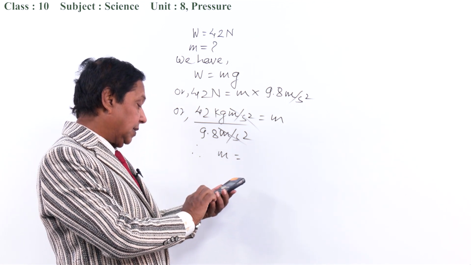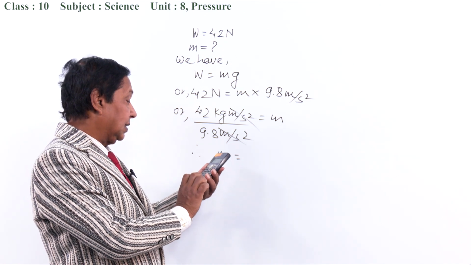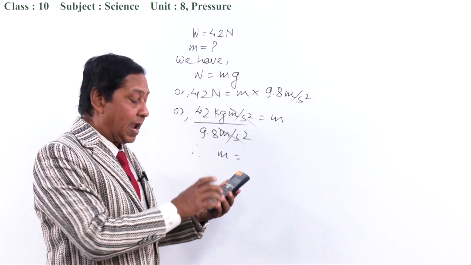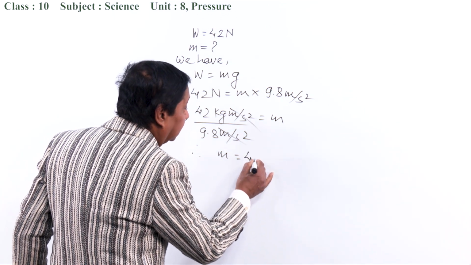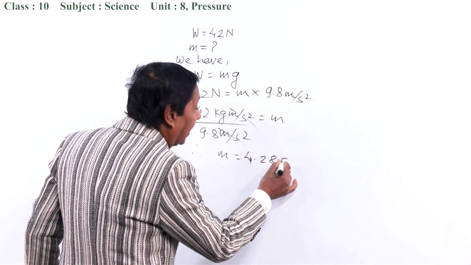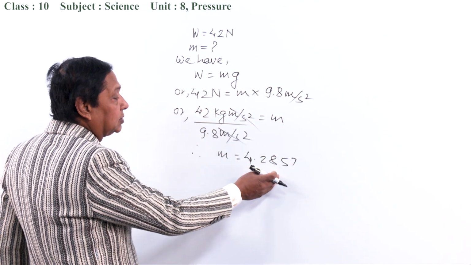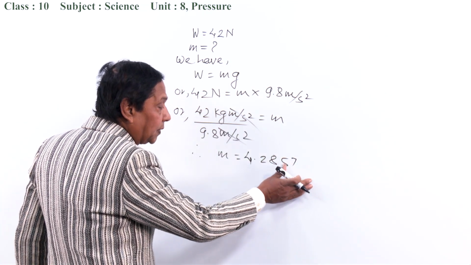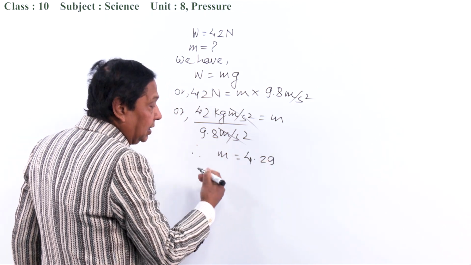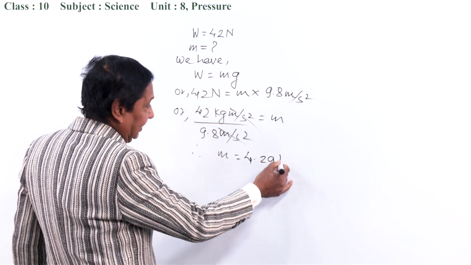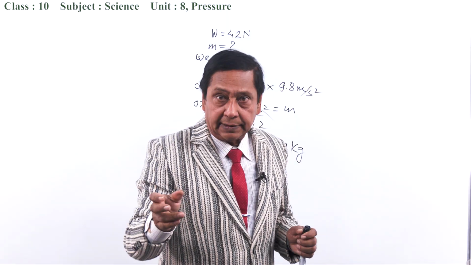42 divided by 9.8 is equal to 4.2857. Why use all these numbers? After 2 digits we will ignore the other numbers, but this digit is 5, that's why I want to add 1 to this 8. 4.29 kilogram. This is the mass of the body.